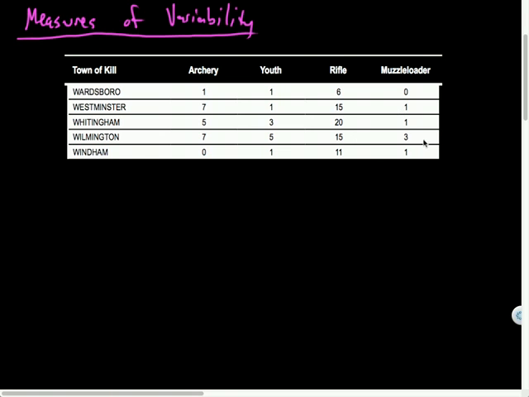So wow, Wilmington representing with the muzzle loading. Wow, 3 compared to all those other W towns combined. Man, so if we ever get attacked by some redcoats, Wilmington knows how to fight to defend itself with the muzzle loaders. So the first measure of variability that you've seen, and we already know, is called the range.